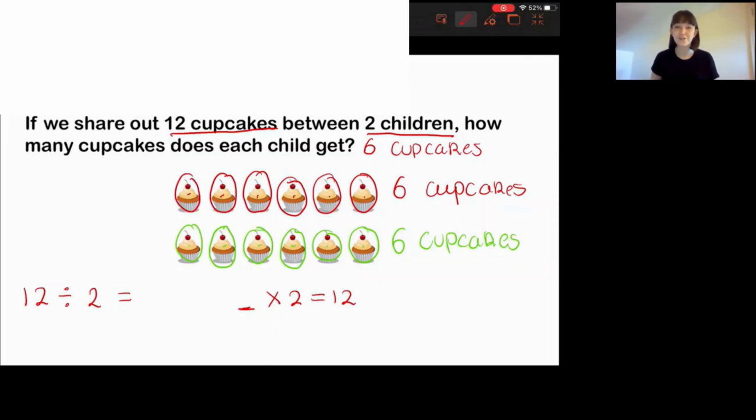Well, we can count up in our 2 times tables, can't we? So if I count up in my 2 times tables, I have 2, 4, 6, 8, 10, 12. So when I get to 12, that tells me that 6 times 2 equals 12. 6 times 2 equals 12. So if 6 times 2 equals 12, 12 divided by 2 must equal 6. So we get the same answer. We get 6 as our answer, which is how many each of them gets.